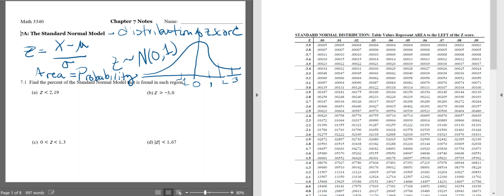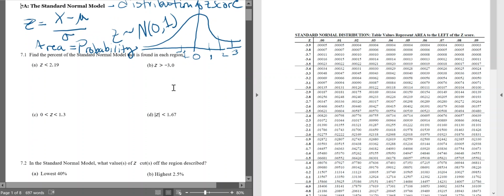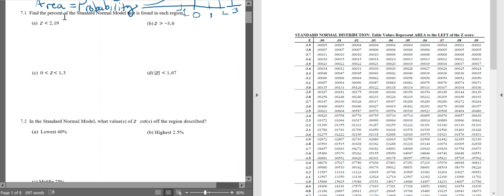Alrighty, let's move on. The first thing we're going to do is look up some normal scores. So I'm going to find the percentage of values that are in the particular region. I'm going to draw little mini bell curves for this, and hopefully they won't look too terrible.